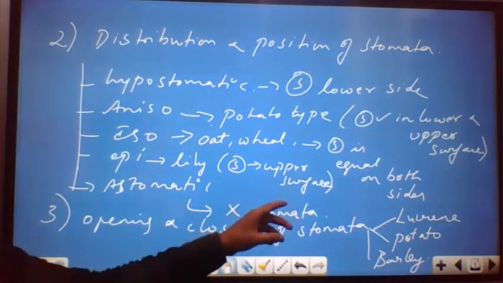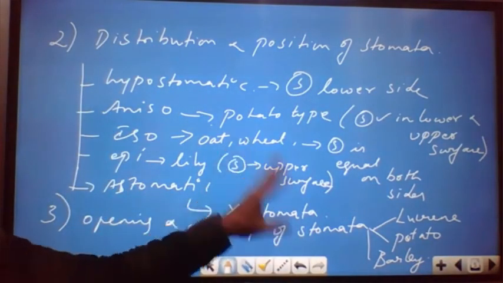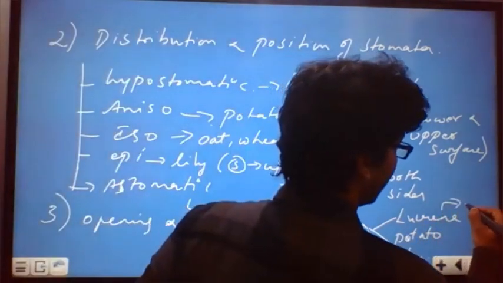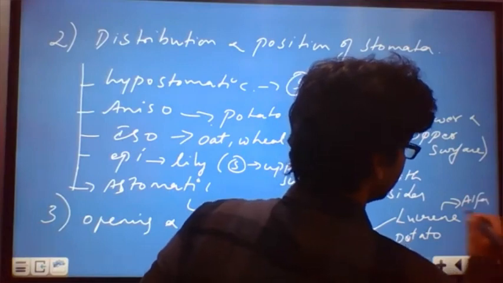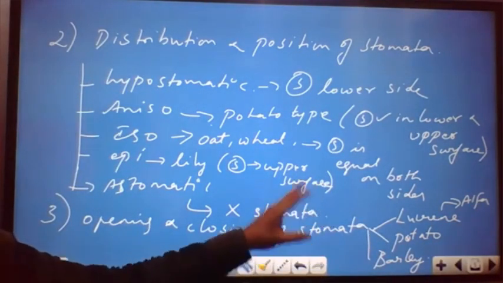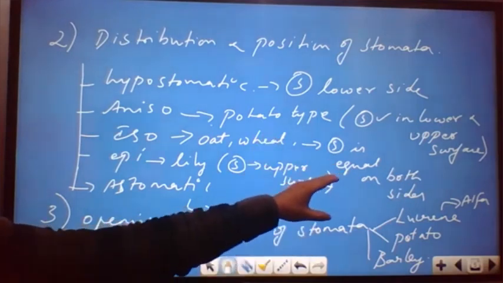Coming to the lucerne type, we see it in alfalfa, open all the day. In pea plants, the stomata is open all the day. In alfalfa, the lucerne type of stomata is open all the day, and only at night time it closes. You can see this in peas and beans.